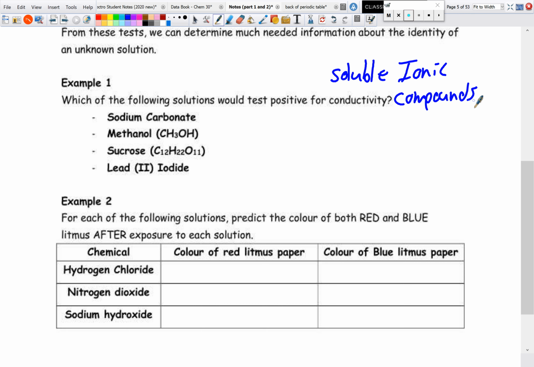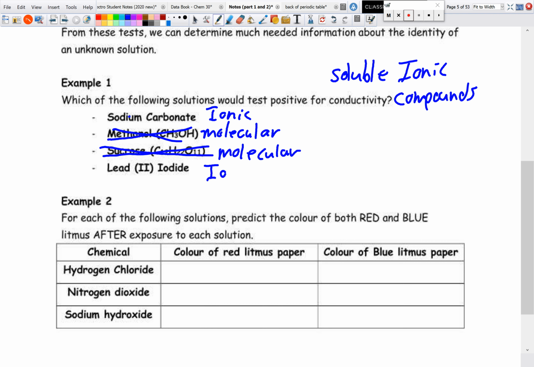Right away, just by looking at some of our examples here, sodium carbonate I know is an ionic compound. I do need to check solubility, so sodium carbonate's a maybe. Methanol won't, because it's molecular. And molecular compounds will never test positive for conductivity. Same thing with sucrose. This won't test positive either, because this is molecular. So the only ones I really need to check are the sodium carbonate and the lead 2 iodide, because these are ionic. But I have to make sure that they're soluble, right?